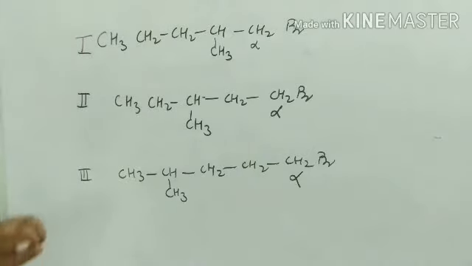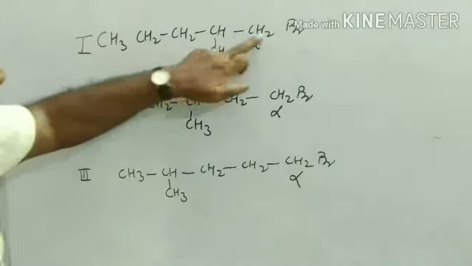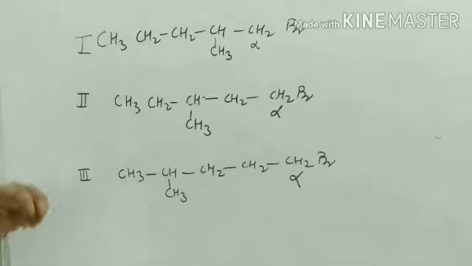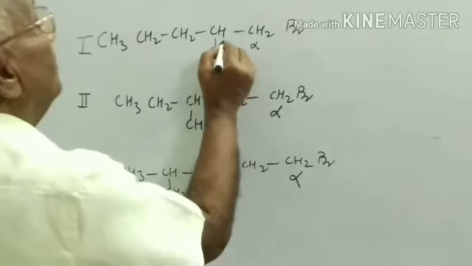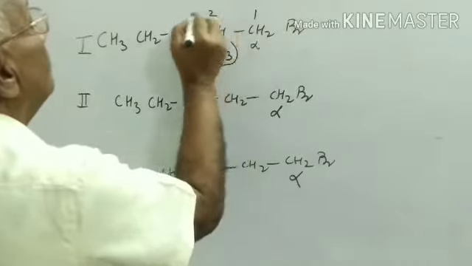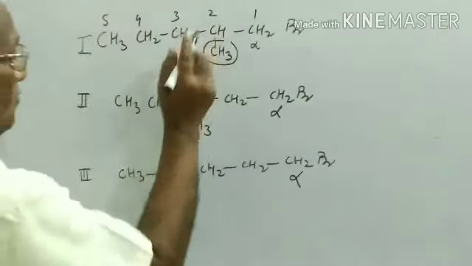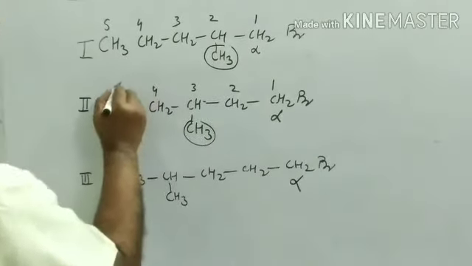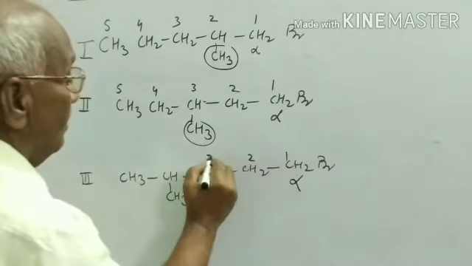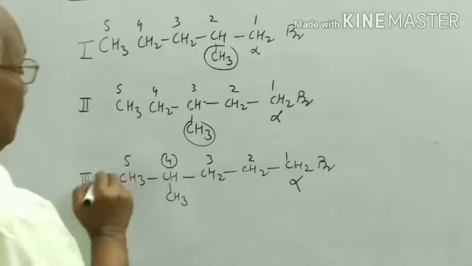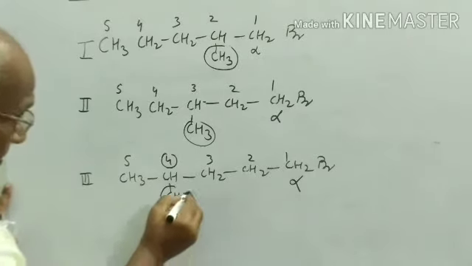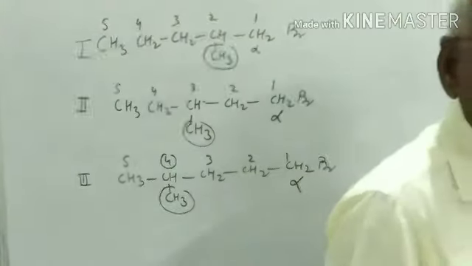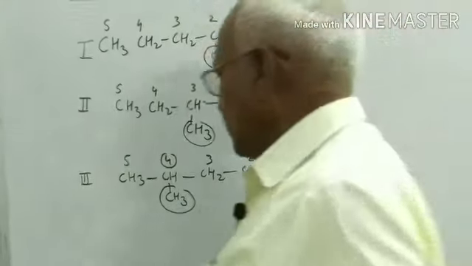In each of these examples, there are 5 carbon atoms, 1, 2, 3, 4, 5, and the position of the side chain is changing. It is at 2 position, this is at 3 position, this is at 4 position. So the side chain is changing. Now the question is, which is more reactive towards SN2 reaction?